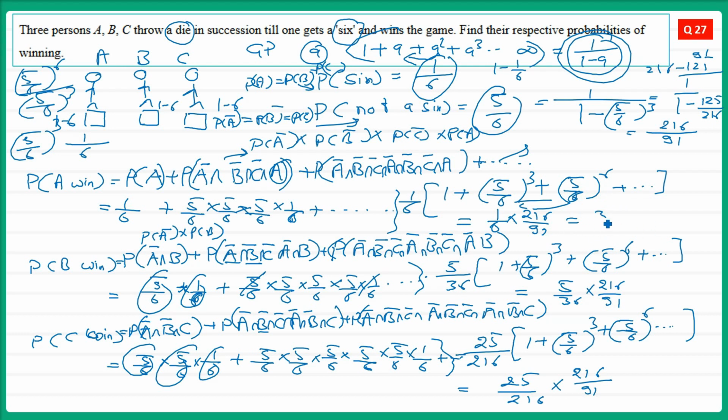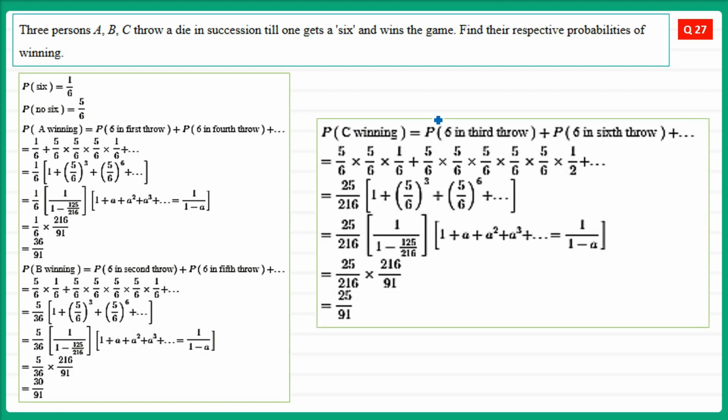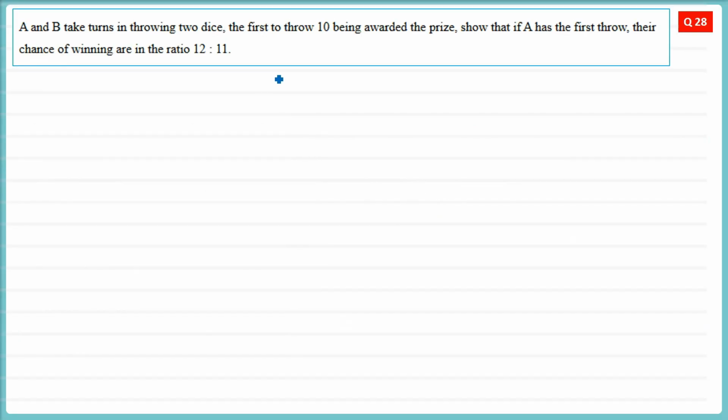Let me write the final values now in order to conclude this solution. The first one is going to be 36 divided by 91. The second one is 30 by 91. The third one is 25 by 91. Now these are the steps you are going to witness in this reference, and if you are doing it by yourself, write all these. Never let these escape from your writing.